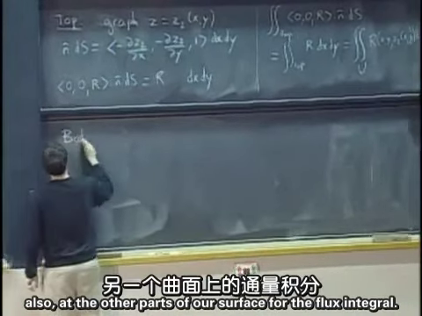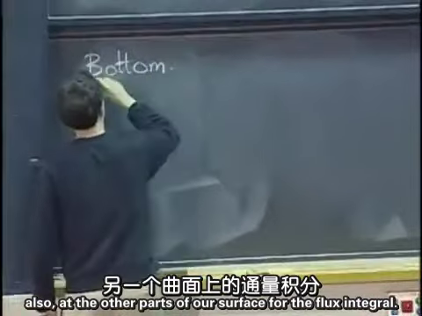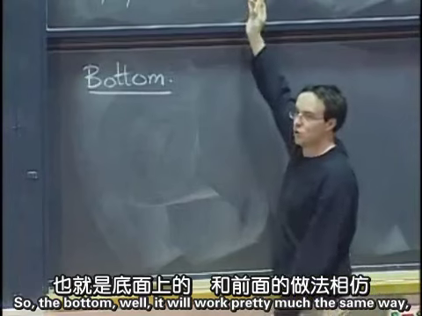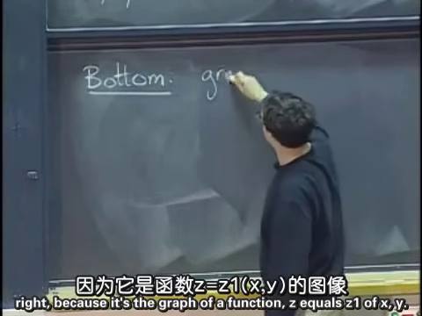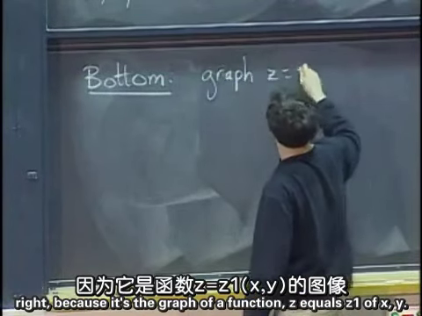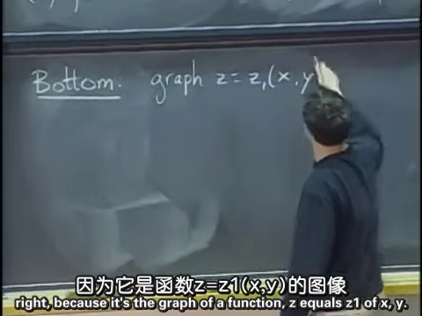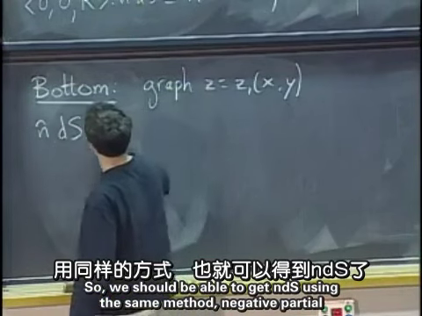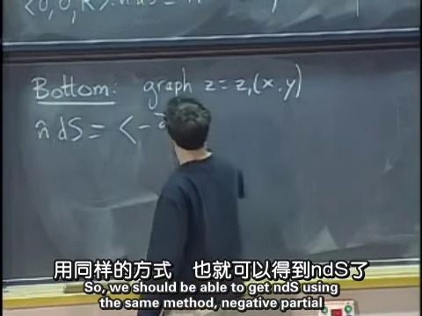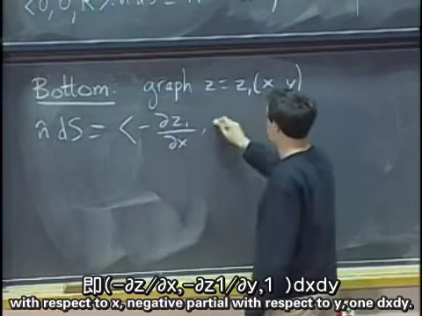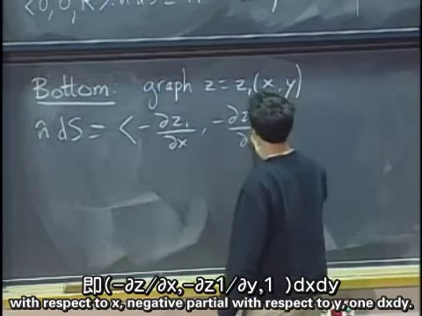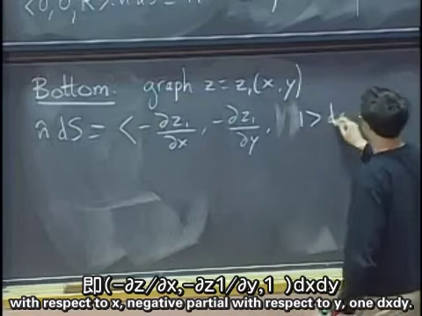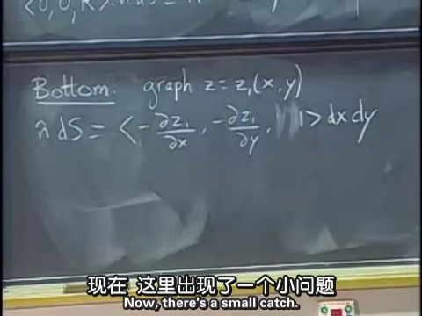We need to look also at the other parts of our surface for the flux integral. So the bottom will work pretty much the same way, right? Because it's the graph of a function z equals z1 of xy. So we should be able to get n dS using the same method. Negative partial with respect to x, negative partial with respect to y, 1 dx dy. Now, there's a small catch.